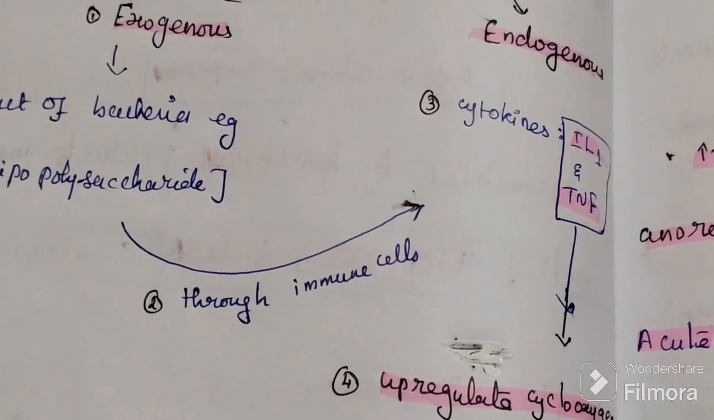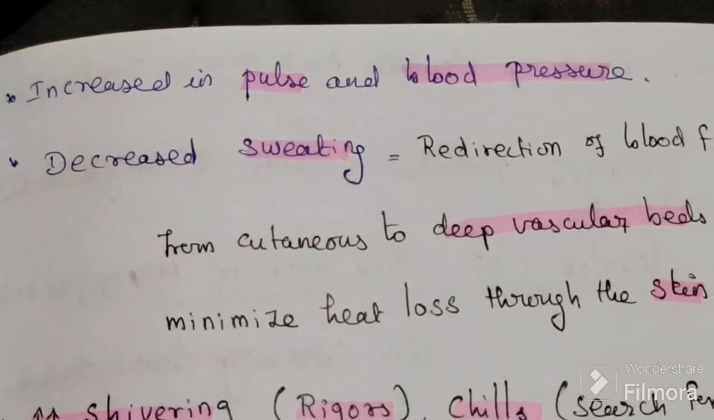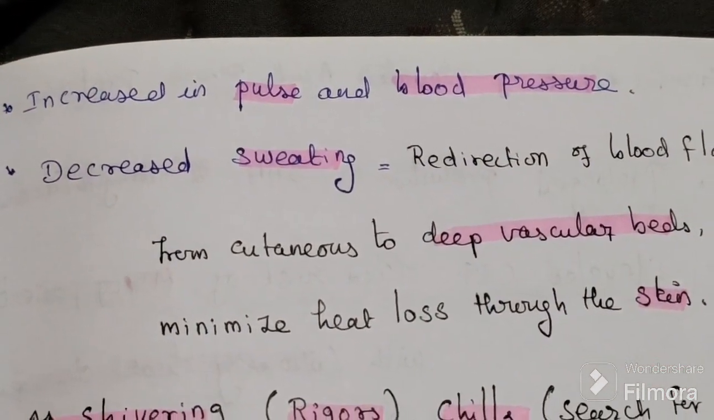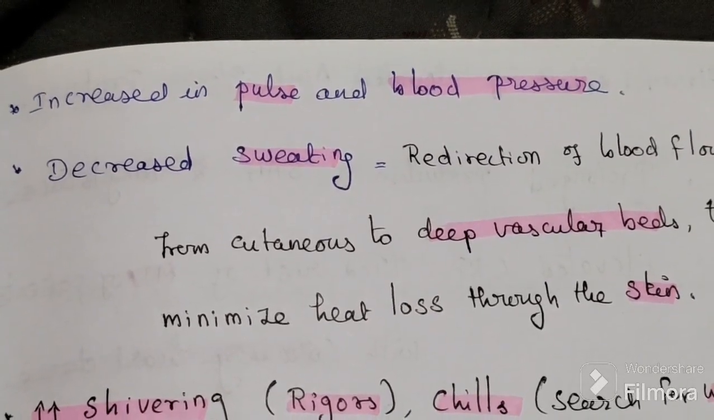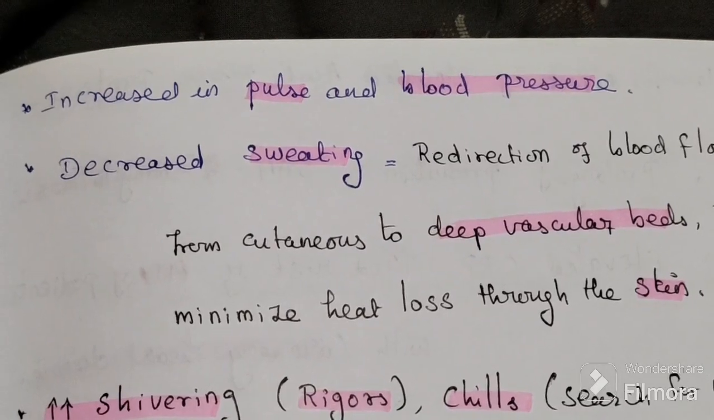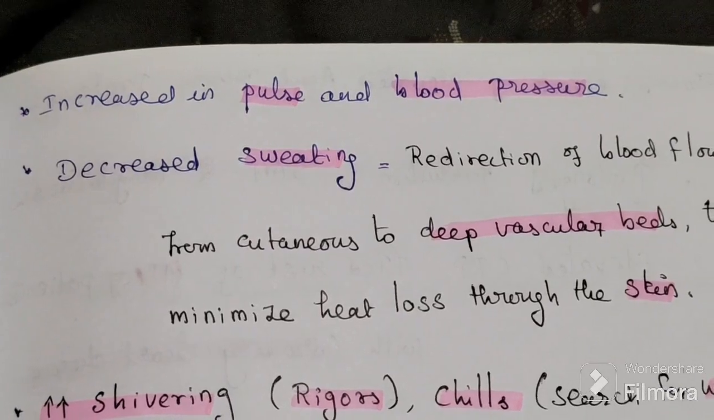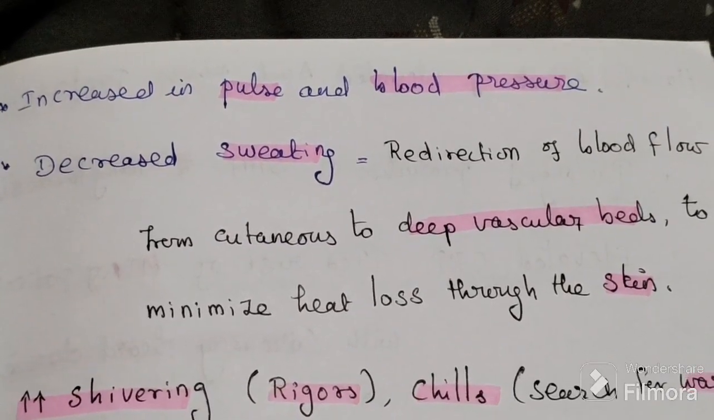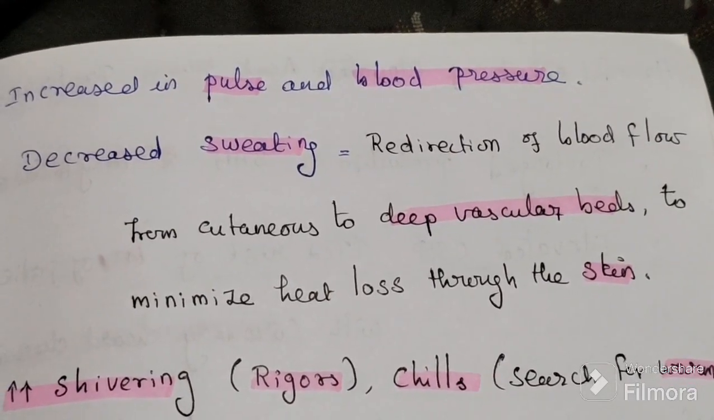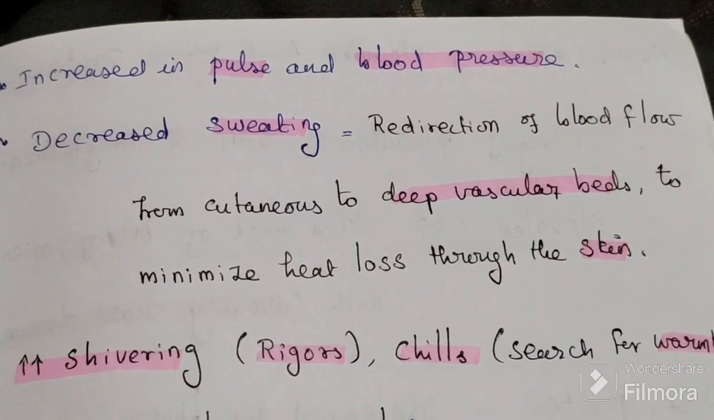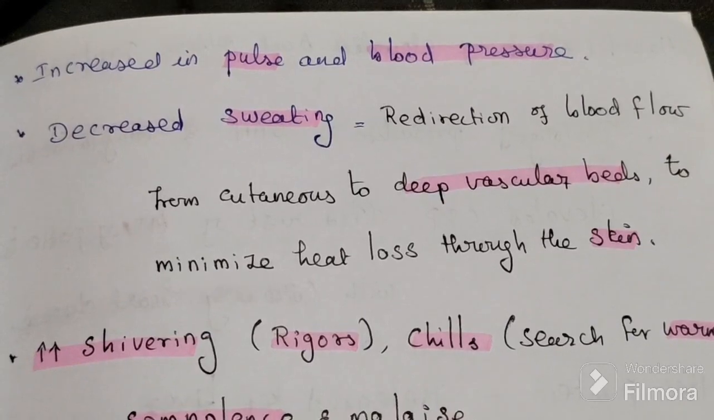Non-steroidal anti-inflammatory drugs act. Other clinical features we already know: increasing pulse rate, increasing blood pressure, and decreased sweating. Sweating decreases because of redirection of blood flow from the cutaneous to the deep vascular beds. Once that happens, it minimizes the loss of heat through the skin, and that is why there is decreased sweating.